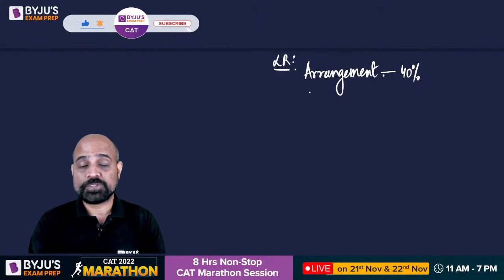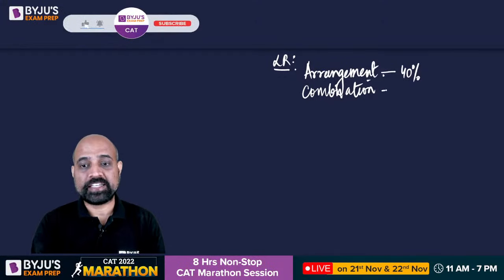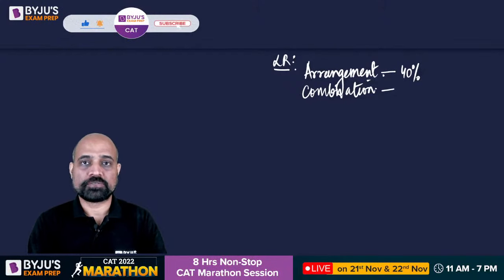Then the next one is combination. Now arrangement will consist of sitting arrangement, linear or symmetrical. That is included in arrangement. Next is the combination. Now combination may come along with arrangement or it may be a completely separate part.